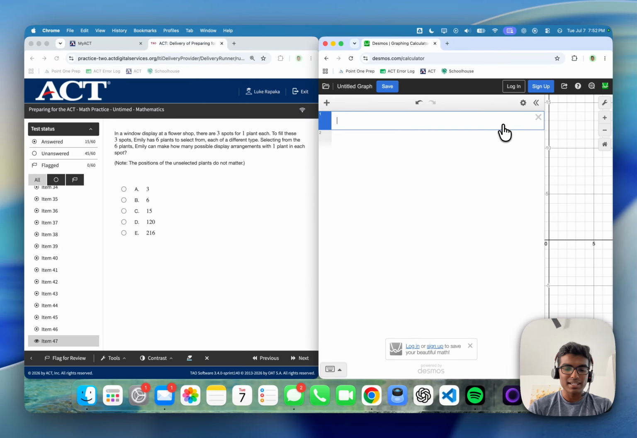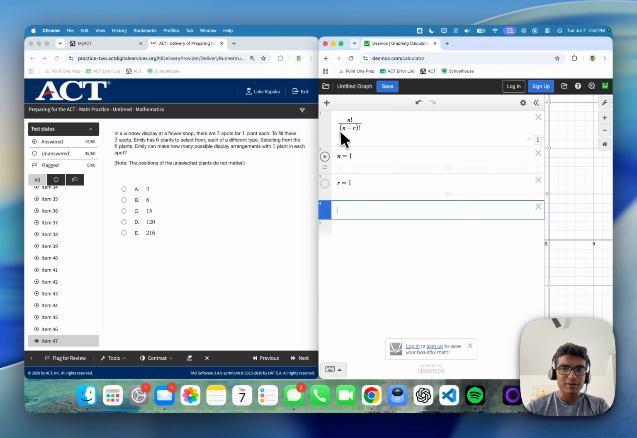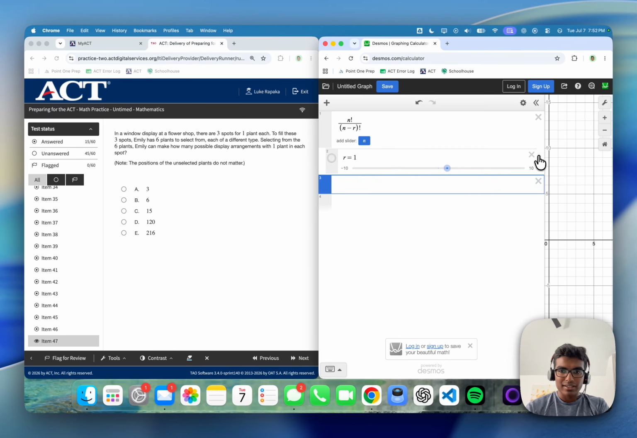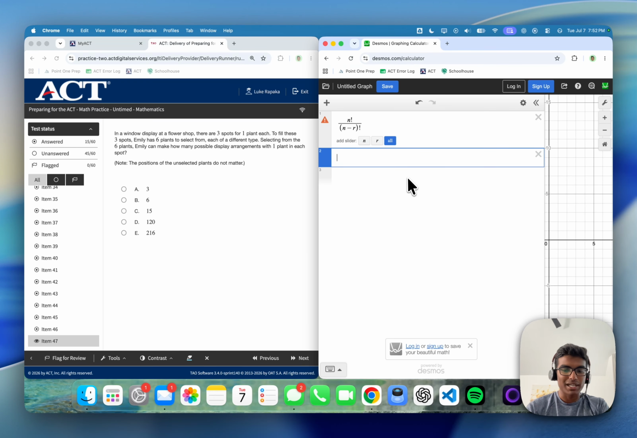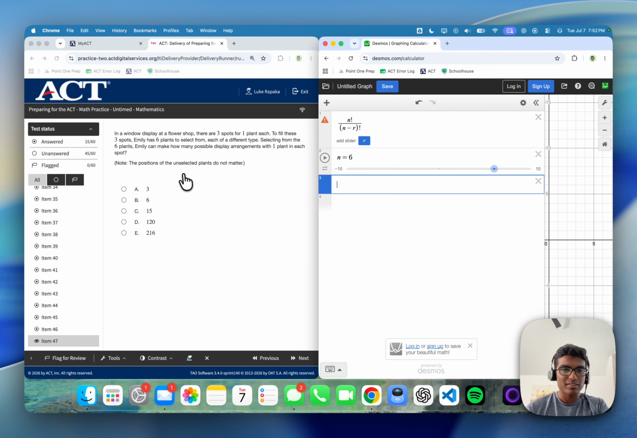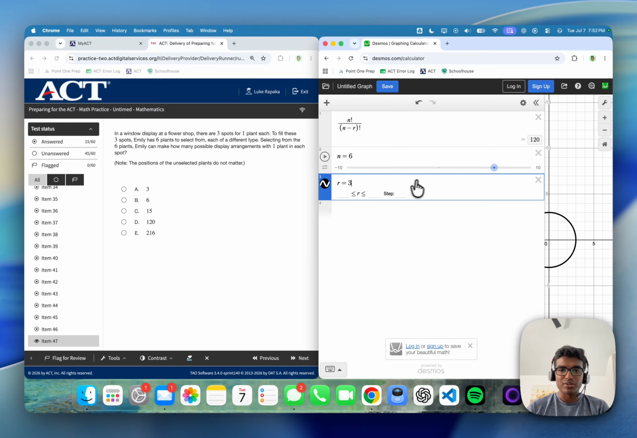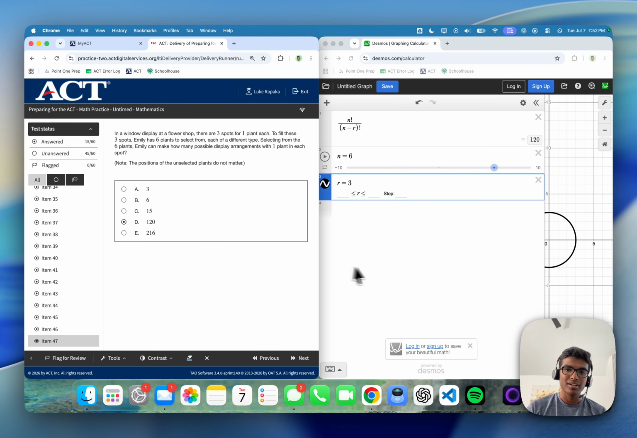So the formula for this is n factorial over n minus r factorial. So I know there's 6 spots, right? So n is going to be 6. And then, since there's 3 spots, r is going to be 3. So, oh yeah, just sub that in. And then it gives me 120. So that would be my answer.